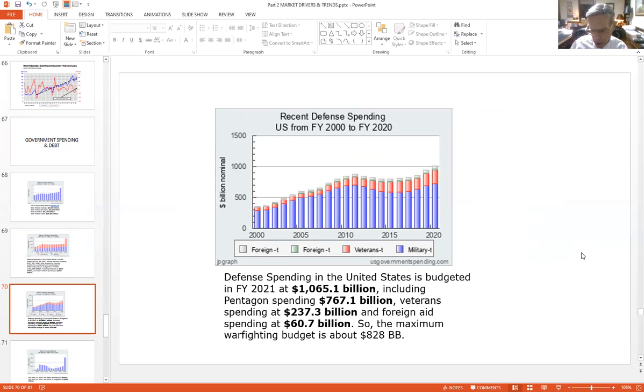One of those bars is to support foreign military. But if we put it all together, we really don't see expenditures for conventional warfighting purposes getting over $128 billion. I'm sorry, $828 billion.